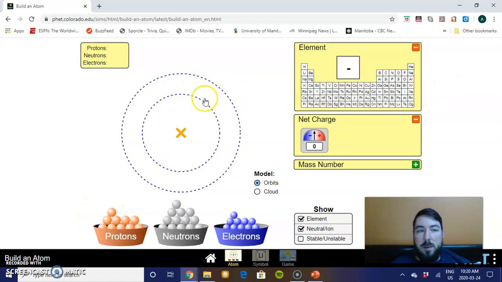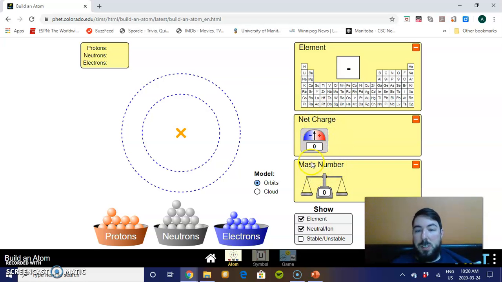So this is our atom here. You can see we have no protons, neutrons, or electrons there yet. On the right side here, we have something called the net charge, and also the mass number. So I'm going to go ahead and throw a proton into our atom. With one proton, this is called hydrogen. The net charge here is +1 because we have one positive proton and we don't have any negative electrons there. Our mass number is also 1 because we only have one proton in the middle. And remember, it is the protons plus the neutrons that give us the mass number.